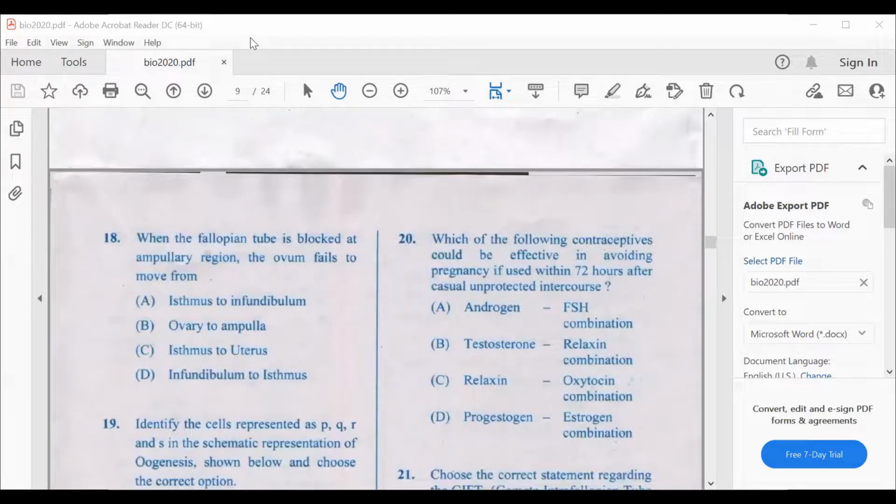Yes, what is the answer? 20th question. Yes, come on. Read the question properly.